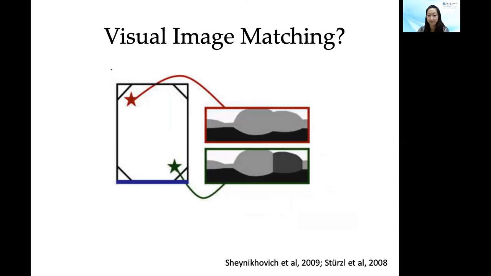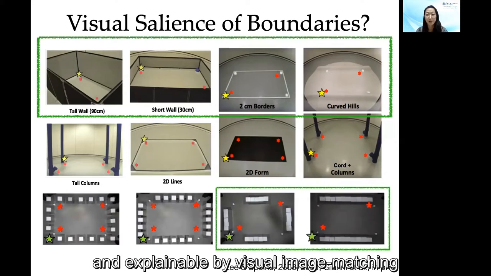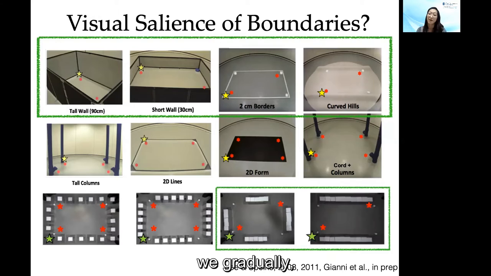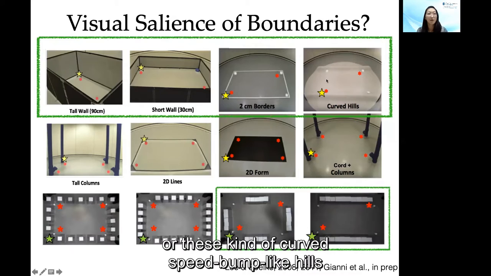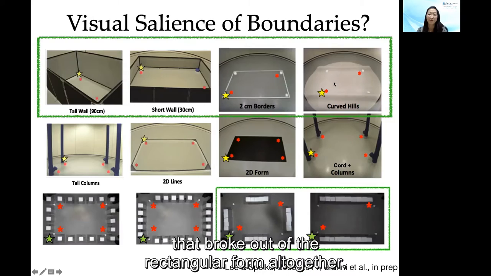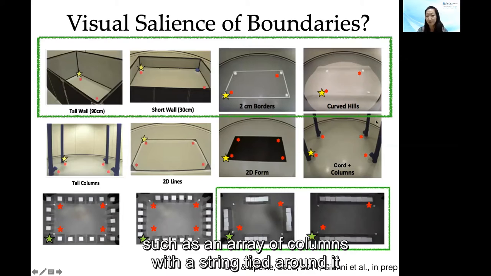To test this hypothesis, that boundary-based navigation is explainable by visual image matching and the visual salience of large wall-like structures, we gradually, over the course of several experiments, reduced the height of the walls, even down to very subtle 2 centimeter high borders in the middle of a circular space, or these curved speed-bump-like hills that broke out of the rectangular form altogether. And then we compared them against very visually salient non-boundary conditions, such as an array of columns with a string tied around it, or a rectangular, visually salient two-dimensional form.